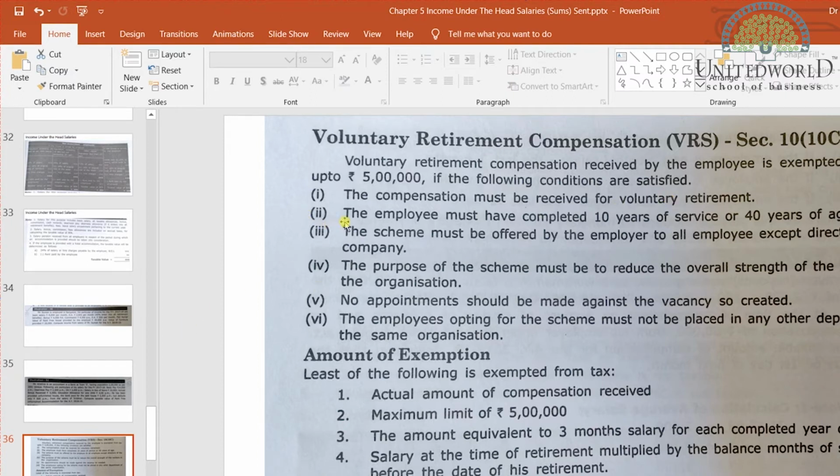Next comes, the purpose of the scheme must be to reduce the overall strength of the workers of the organization. See why the company has introduced this scheme. Normally, this kind of scheme is introduced with the purpose of reducing the strength of employees. So, to reduce the strength of the employees, this must be introduced, or maybe to reduce the salary burden of the organization. Okay, the next one, no appointment should be made against the vacancies so created.